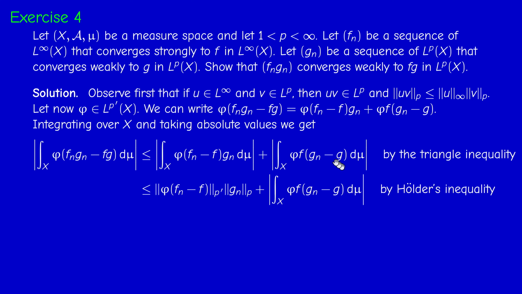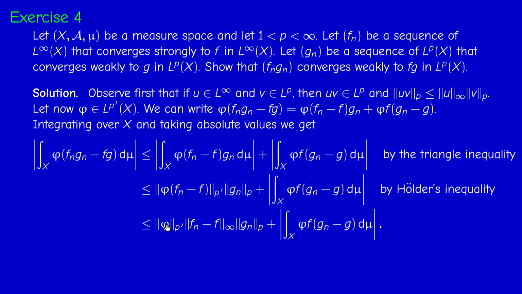And I leave the second term as it is, because I can of course do the estimate: this is less than the norm of F phi in infinity times the norm of Gn minus G in Lp. But this is unnecessary, because I don't know that Gn converges strongly in Lp. I only have that Gn converges weakly in Lp. Okay, don't make this error. So I leave the second term as it is. Now, again, if you apply what we said, the norm p prime of phi times Fn minus F is less than the norm p prime of phi times the infinity norm of Fn minus F. And I leave this as it is.